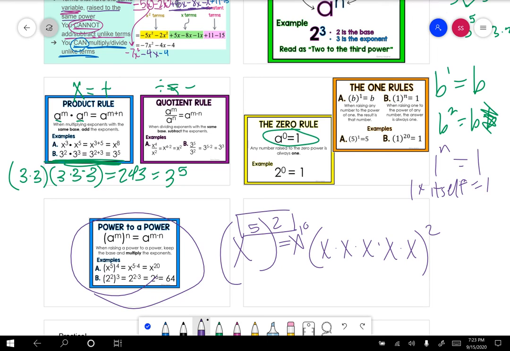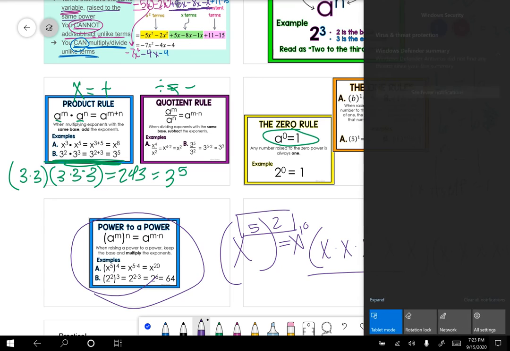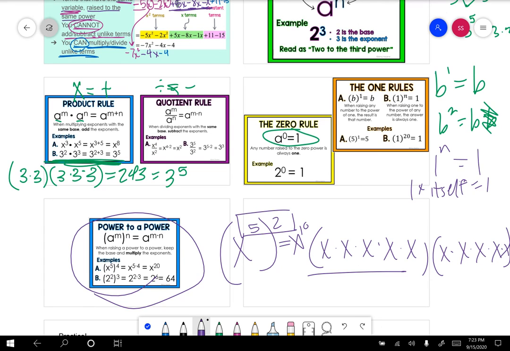Why that is? Good question. If you take x times x times x times x times x and we square it, it's basically like saying this whole thing times itself. So we could get rid of that and then multiply it by itself. And how many x's do you see there? 10. So it's x to the 10th. Okay, I think I went over all I wanted to go over with that one.